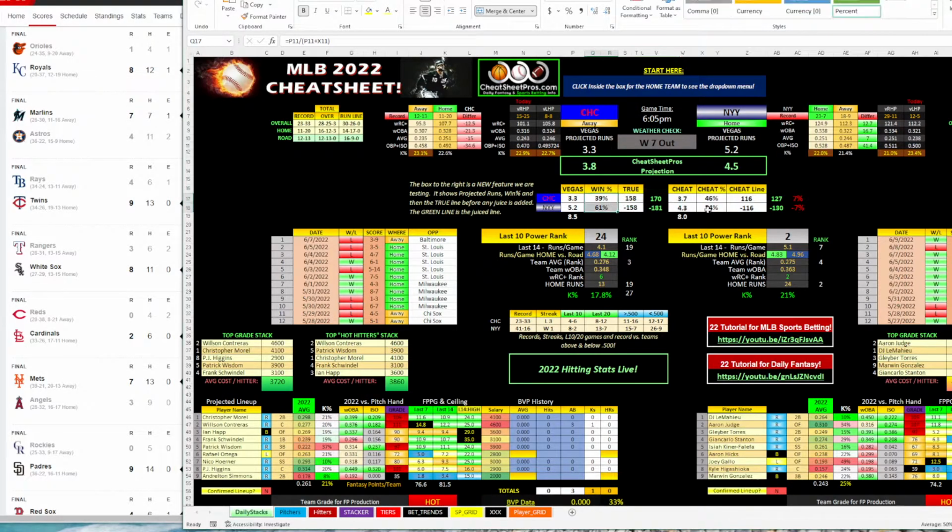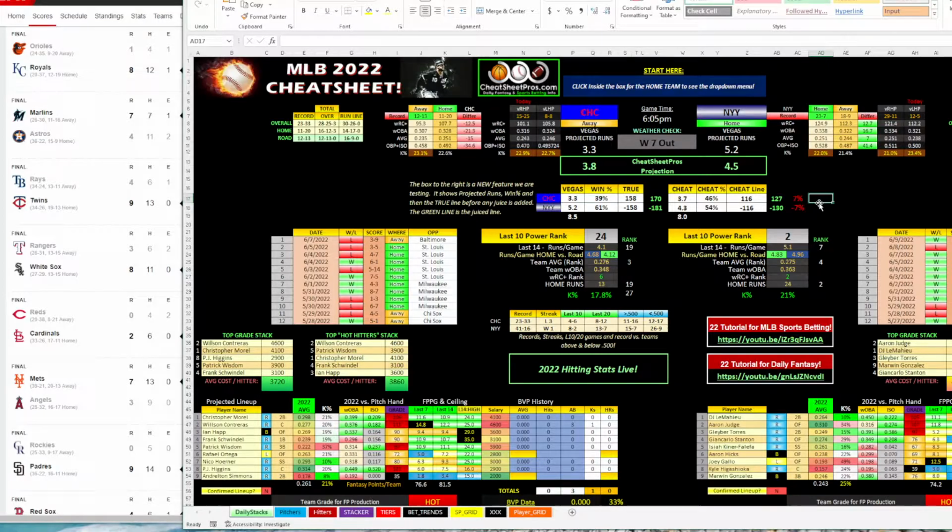And so what we're looking at are win percentage differences. And then this is what the true cheat line is. And then this is what we think it would be with the same calculation over here. So what we're doing is we're focusing on this number over here, this edge percentage. So the positive is going to be the best edge plays.